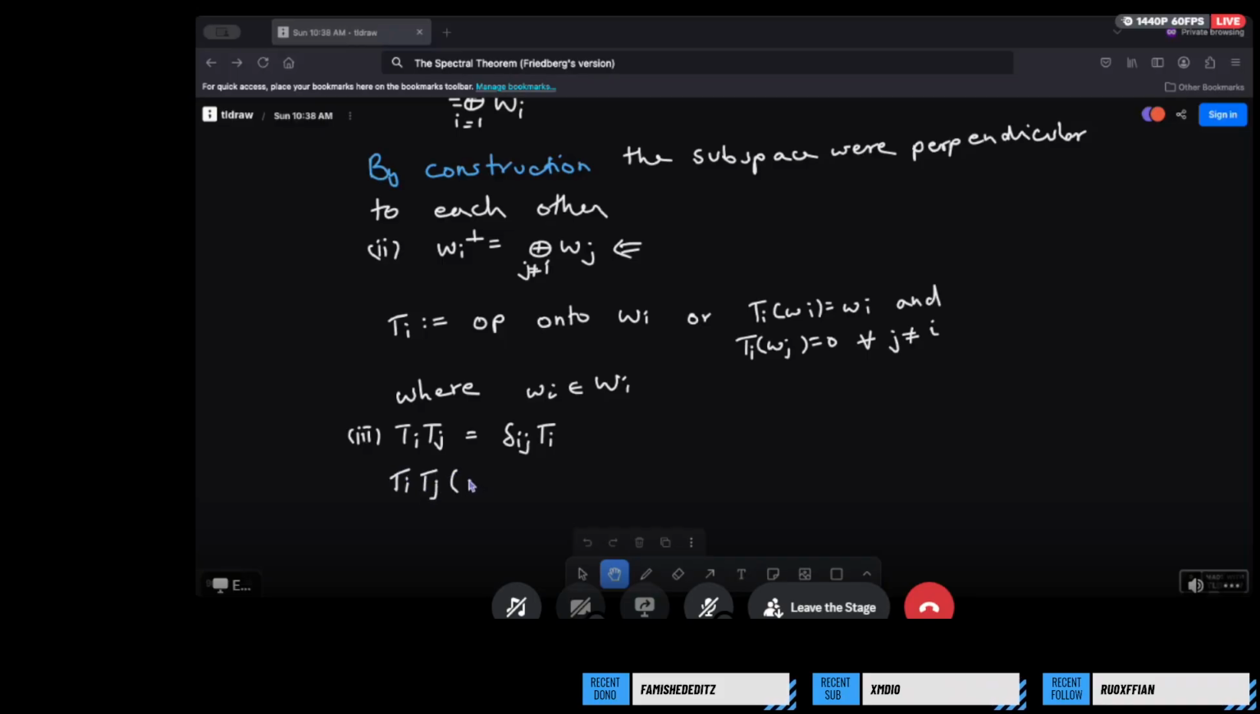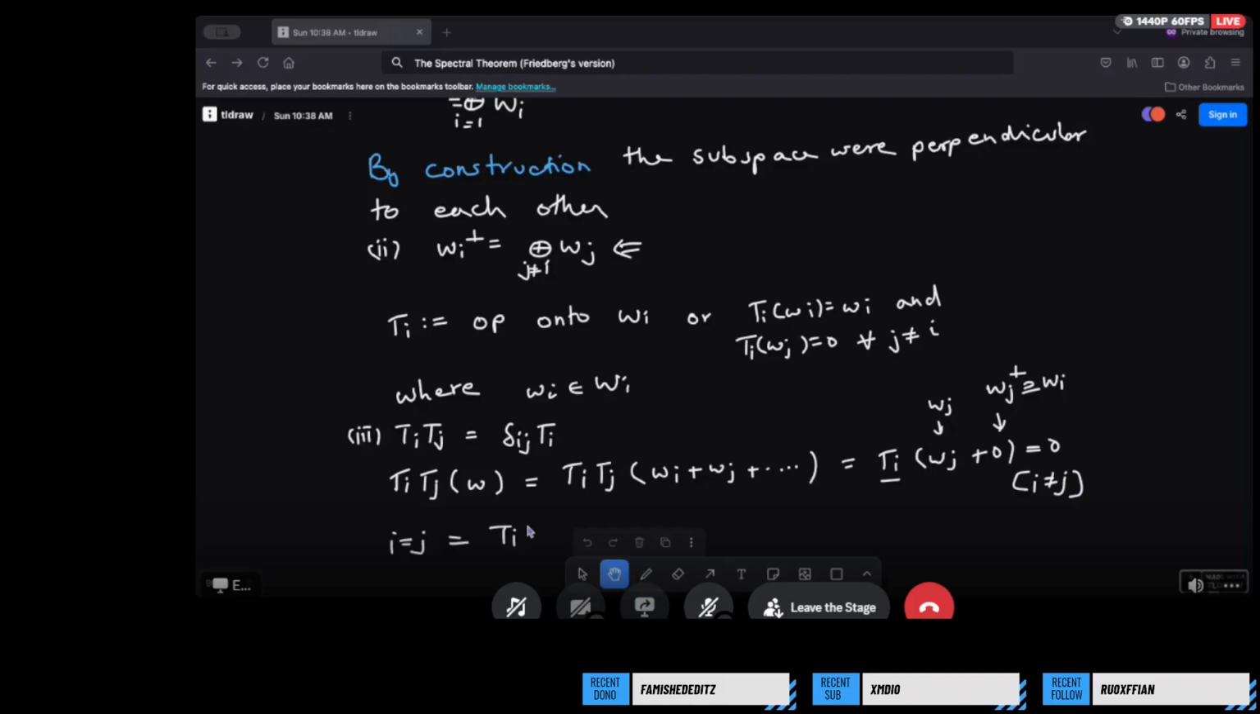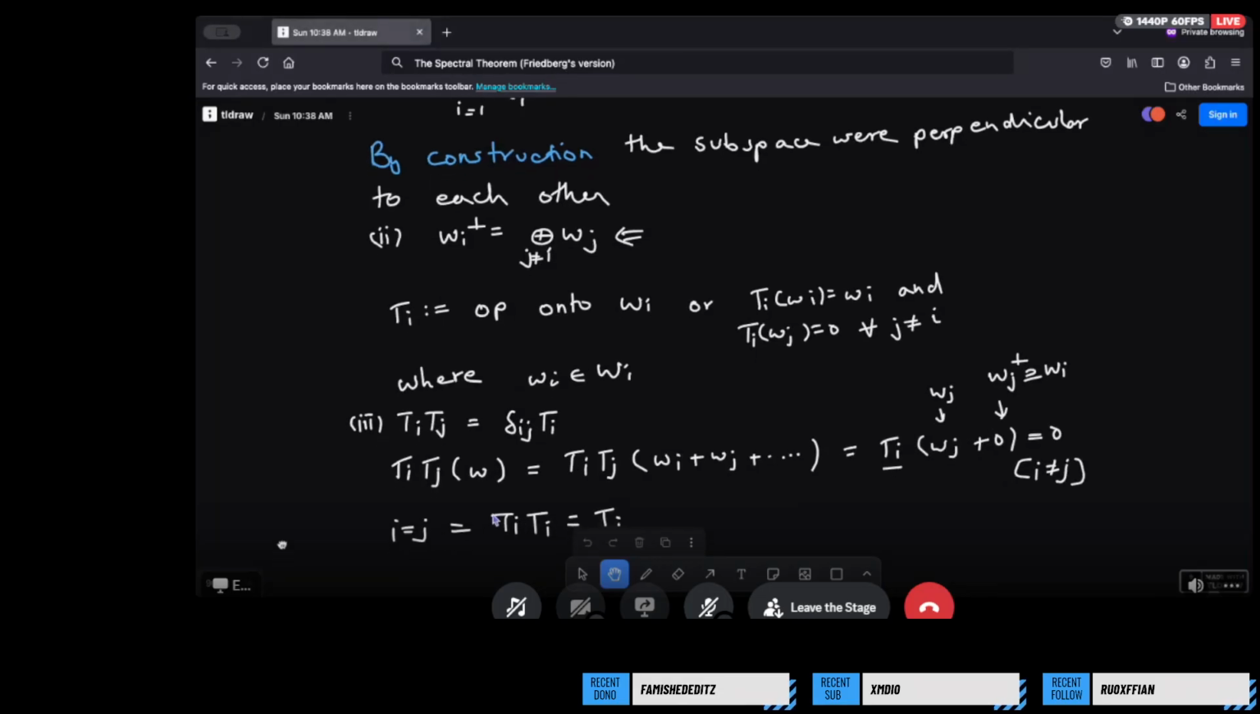Suppose i is not equal to j, and I put this on some w, then this is equal to Ti Tj of Wi plus Wj plus some other irrelevant parts of w, which is equal to Ti of Wj plus 0. Basically, this is in Wj, and this is in the rest of the Wj perpendicular, which contains Wi, right? So then this should be 0 because Ti was a projection onto Wi. And this is only true when i is not equal to j. Suppose i was equal to j, we have Ti is equal to Ti, just because Ti was a projection. So we are done.